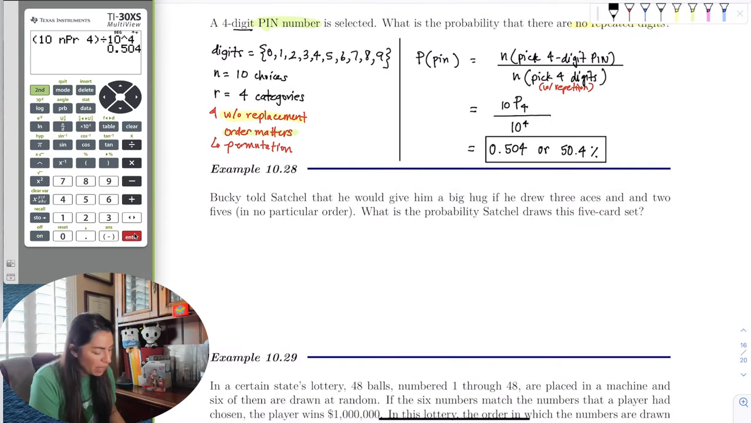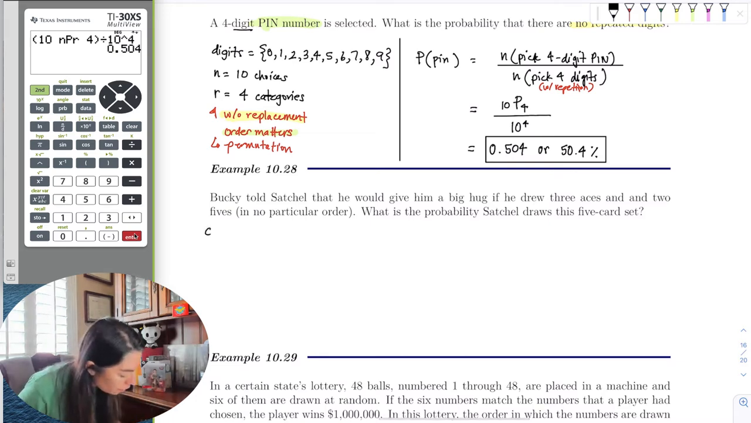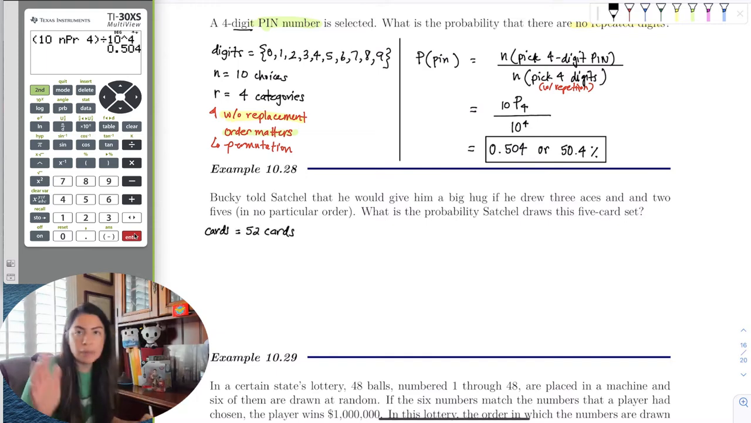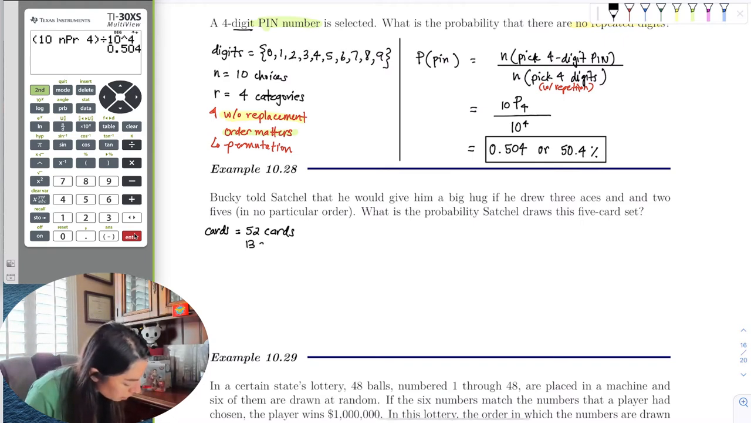Okay, so let's do this one. The next one is: Bucky told Satchel that he would give him a big hug if he drew three aces and two fives in no particular order. What is the probability Satchel draws his five-card set? So if I have the deck of cards again, remember that I have 52 cards in a standard deck. Remember, 13 per suit, 4 suits, all that stuff. So I'll put 13 cards per suit and then 4 suits.